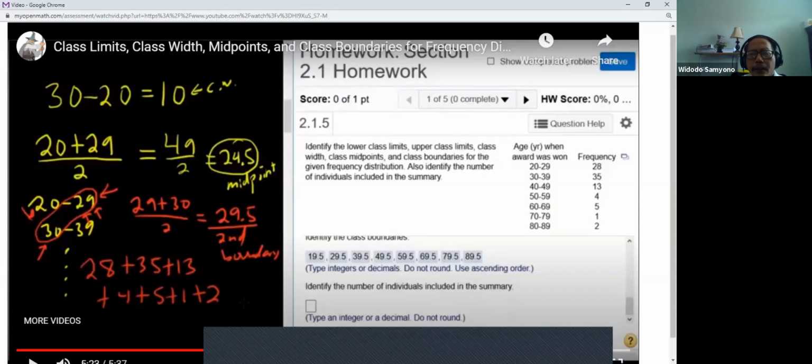And for the midpoint, you add these two and then divide by 2. So the first midpoint will be 24.5, right? And for the next midpoint, it will be 30 plus 39, so you got 34.5, okay. And for this one you have 44.5, this one is 54.5, and so on. This is for the midpoint, okay.